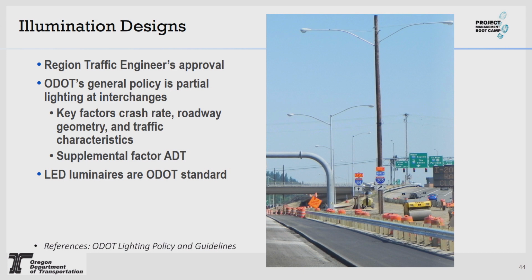ODOT's general policy is partial lighting at interchanges, particularly on complex geometry and gore areas. Key factors in analyzing the needs for illumination are nighttime related crashes, unusual roadway geometries, pedestrian and bicycle needs, etc. If the safety analysis suggests that nighttime related crashes are overrepresented at a location, illumination should be considered. Typically, the AASHTO roadway lighting design guide of 2005 is our standard.